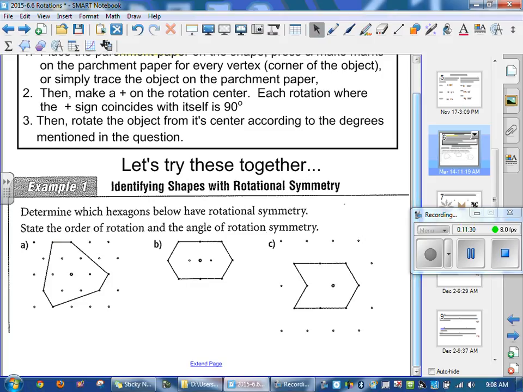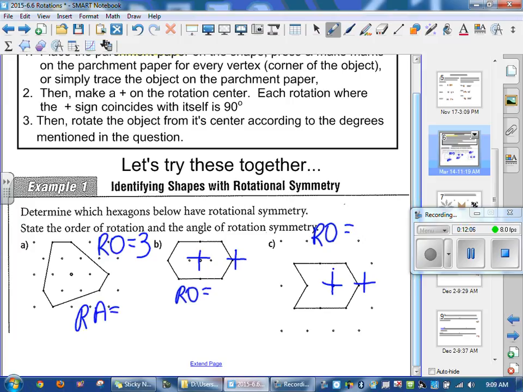We got 3 for this one, so we know this guy's rotational order is 3. I want you to find the rotational order for that one and for this one. Make a plus sign on the center and make a plus sign on one of the vertices, so that you know where you started. A plus sign on one of the vertices and then a plus sign in the center where you're rotating from. Once you've found the rotational order, find the rotational angle. How far did it move?